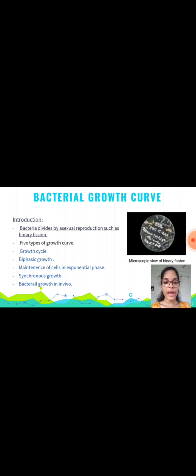Generally, in bacteria asexual reproduction takes place. If we observe binary fission, we can see that one mother cell is divided into two daughter cells. So in bacteria, the bacteria divide into two daughter bacterial cells. Here we can observe the growth cycle, biphasic growth and maintenance of cells in exponential phase, synchronous growth and bacterial growth in meiosis. We'll discuss one by one.